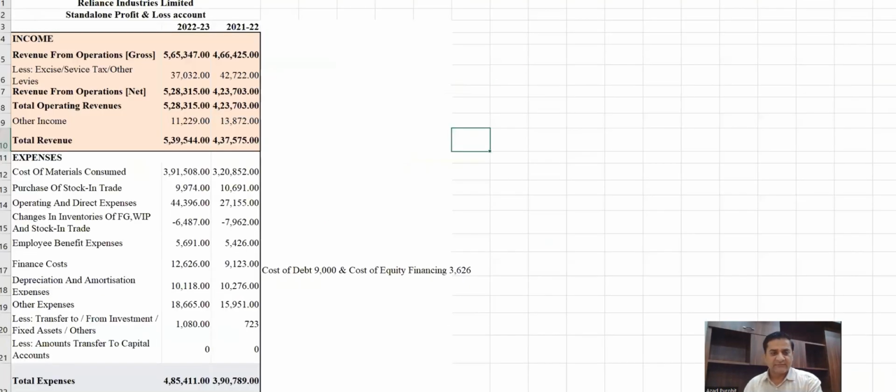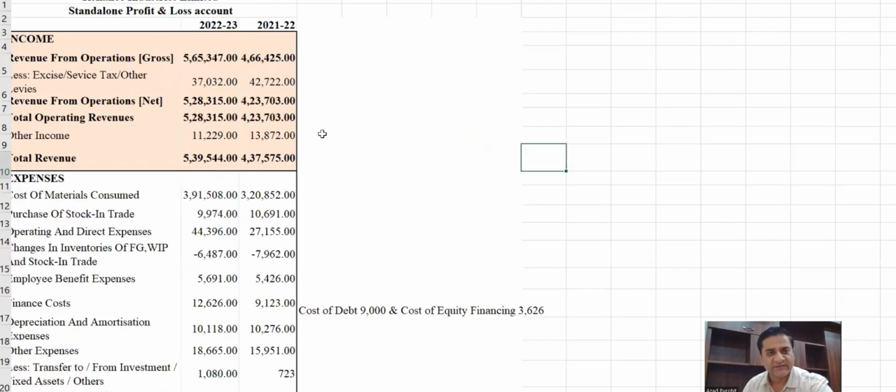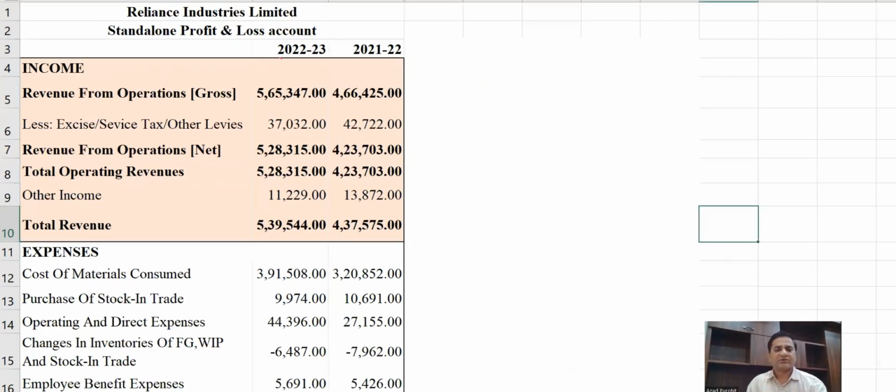So let's have a look at the profit and loss account of Reliance Industries Limited. See, this is the standalone profit and loss account for the years 2022-23 and 2021-22. This is the format required to be followed as per the Companies Act. This helps us compare the numbers for two different years, to find out on the face of it whether my sales, my revenue, and my expenses have fared better than the previous year or not. This is the reason why we have a comparative presentation of the P&L account.